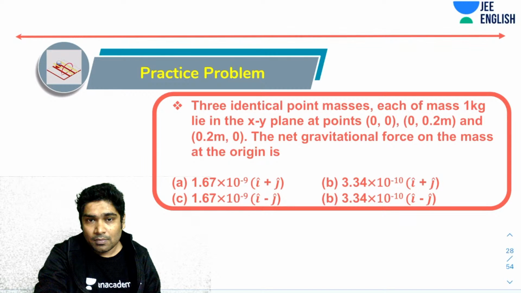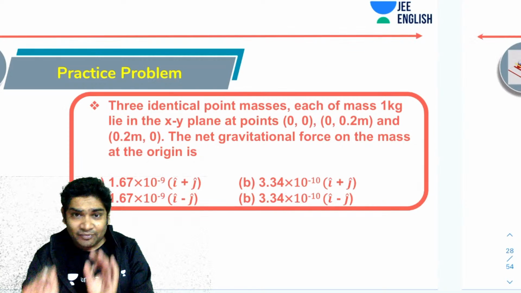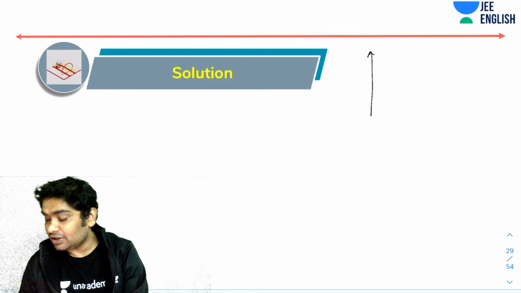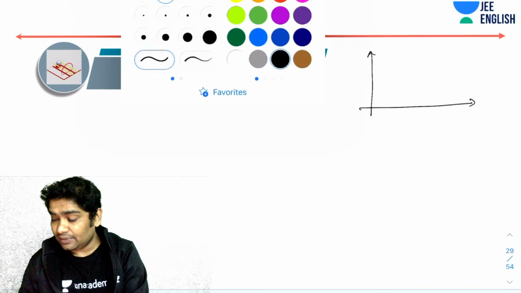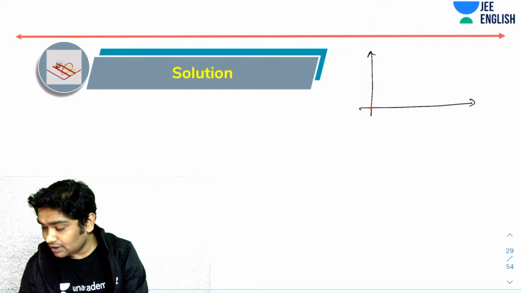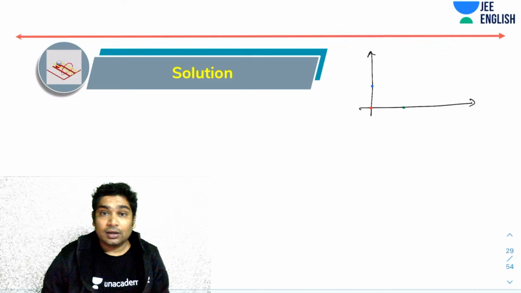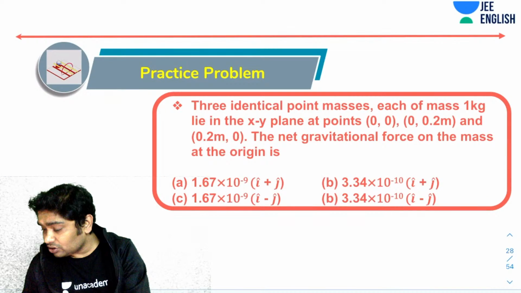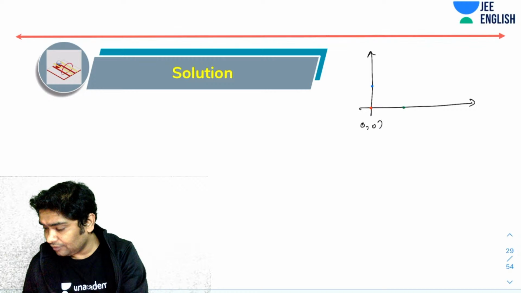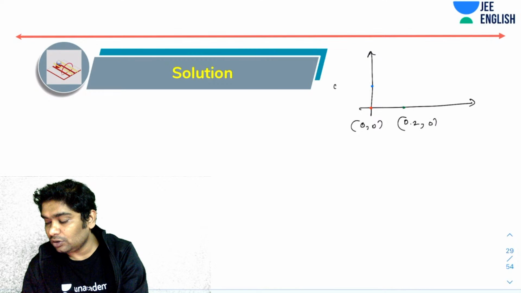AP says B. Okay, that might be correct. So first of all, even before doing any kind of calculation, just think about this. You have three masses, correct? So let's just draw those three masses. One is here, one is here somewhere, and another is here somewhere. This is at 0, 0, one is at 0, 0.2 and the other at 0.2, 0.